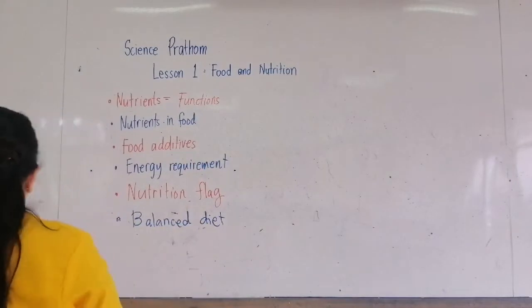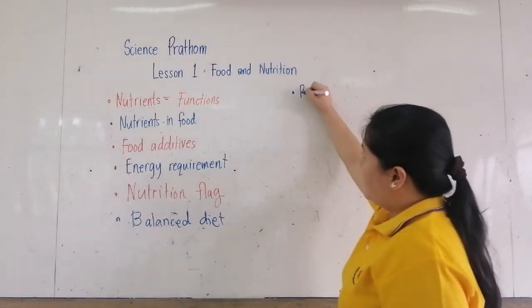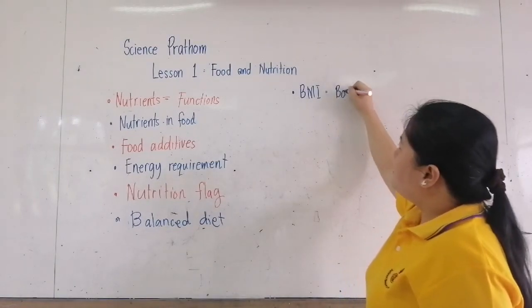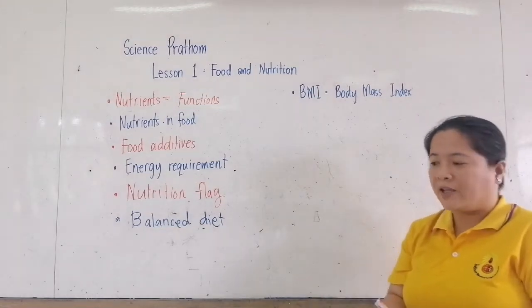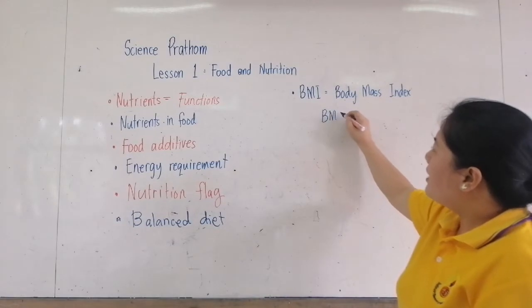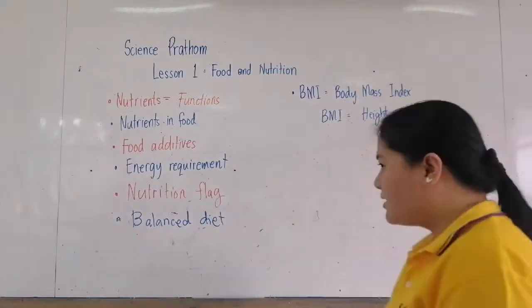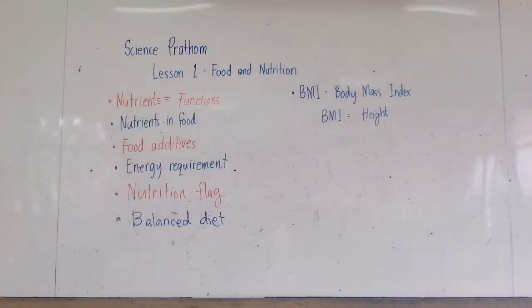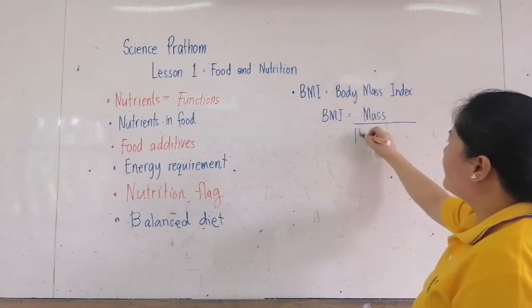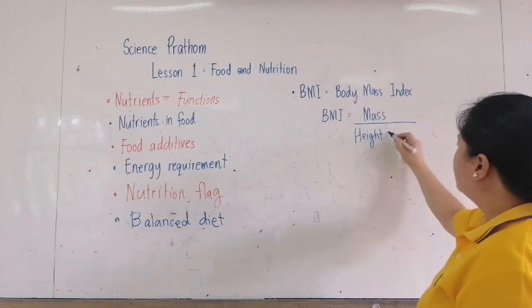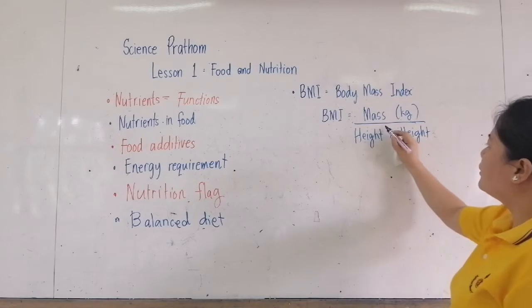And the last thing that you need to learn in this lesson is BMI, or body mass index. It's a little bit difficult, so I will explain to you. How are you going to get your BMI? Your BMI is equal to your mass divided by your height. Your mass should be in kilograms and your height should be in meters.